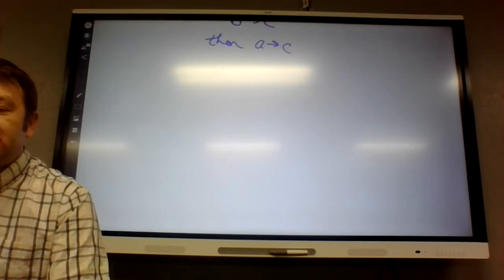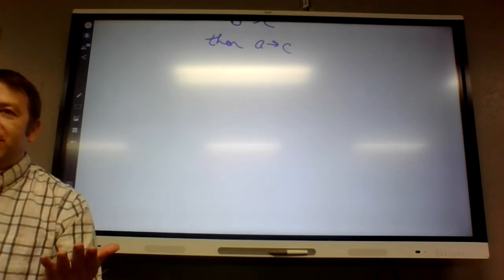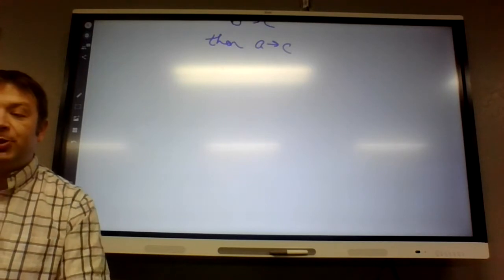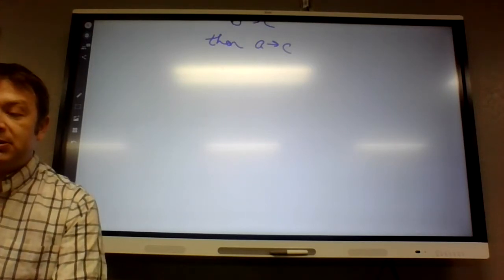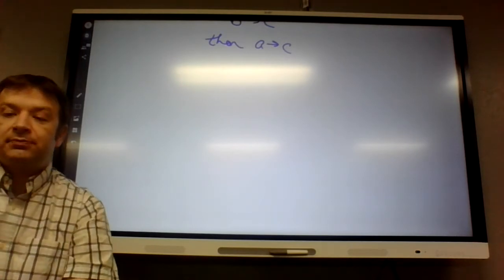Modus ponens? Yeah, that's the basic one. That's the kind of repeating the if-then statement, right? So it is modus ponens. If you don't know how to spell it, it's up in the directions.